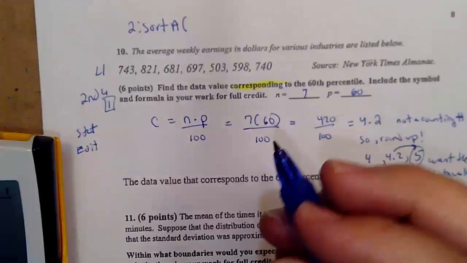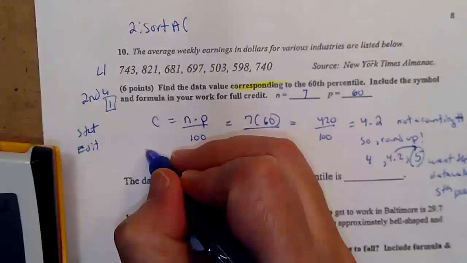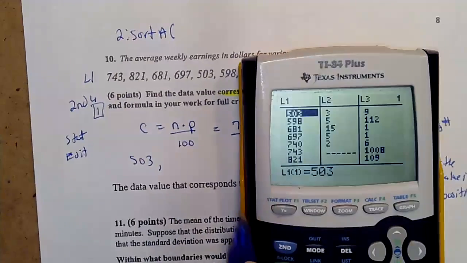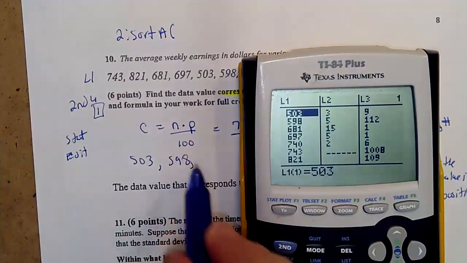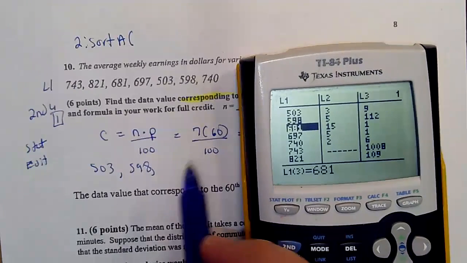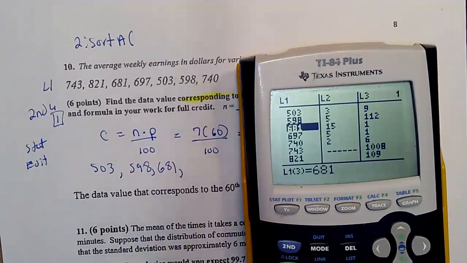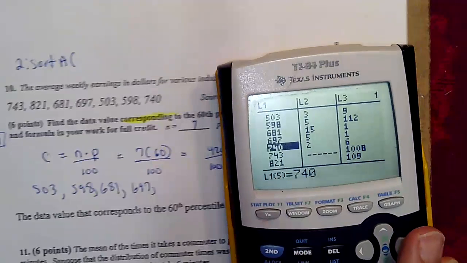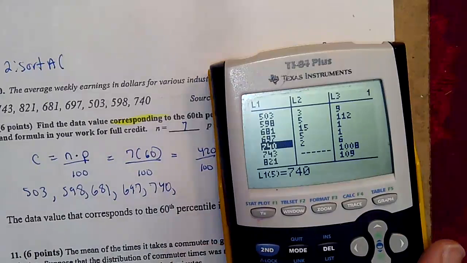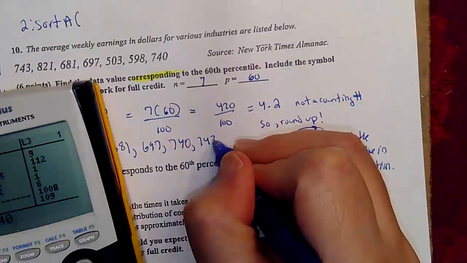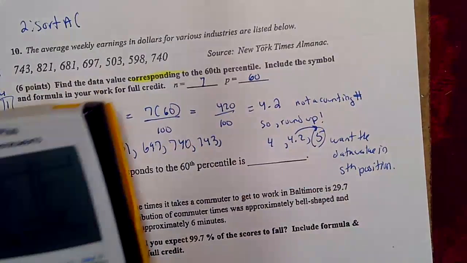So let me write down the data. Now I have 503, 598, 1, 2, 3, 681, 4, 697, one more, 5. That's what I need, 740. So I'll go and write the other ones. The other ones are 743 and 821.